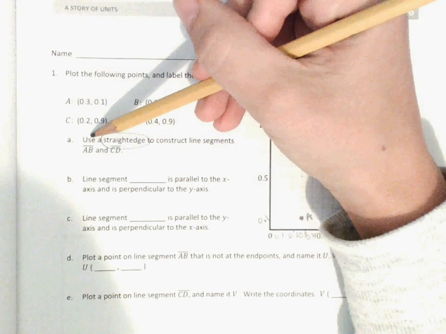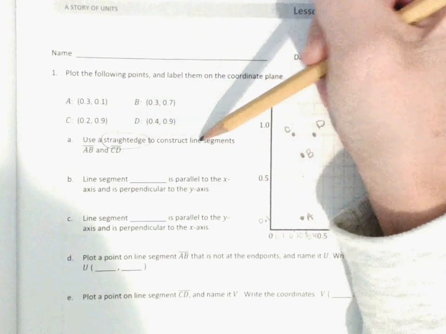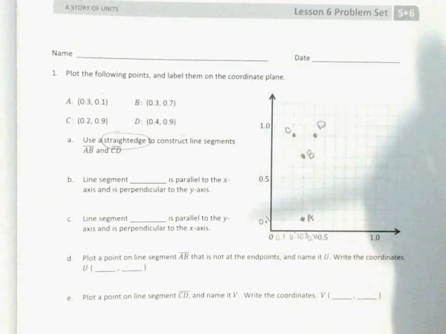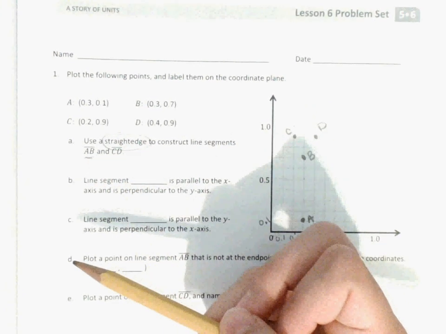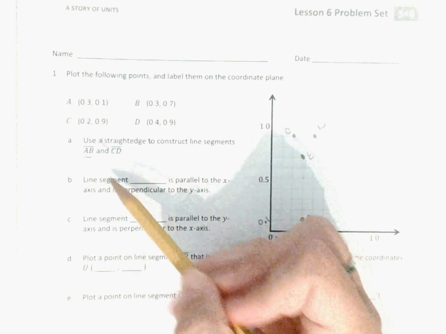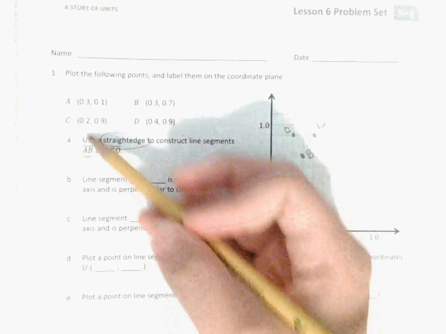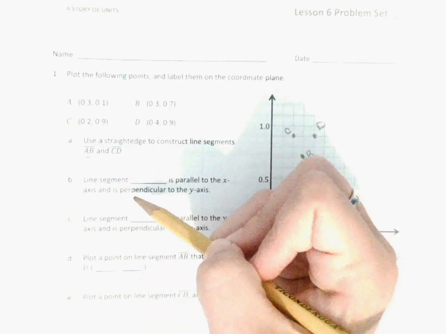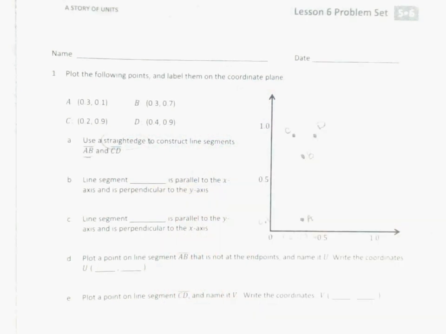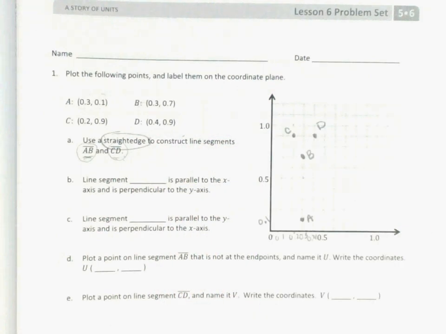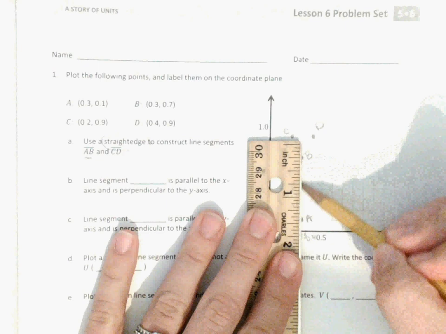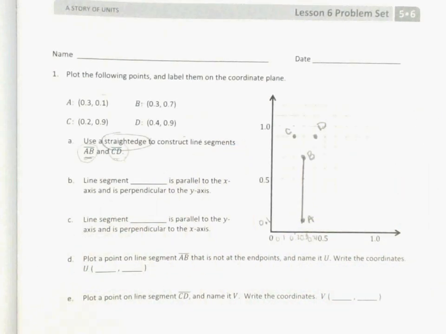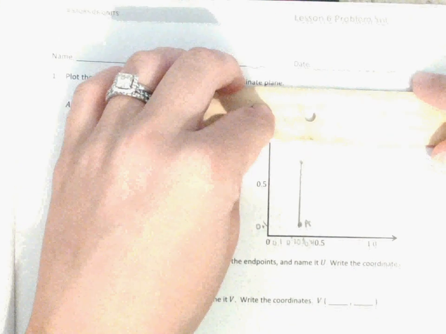Alright, so we are going to use a straight edge to construct line segments. So line segments are, we're just connecting our points. We need to connect A to B and C to D. We're not connecting these together. We're connecting these separately and then these ones separately. So grab that ruler or protractor or something with a straight edge, and we are going to connect A to B, and then we are connecting C to D.